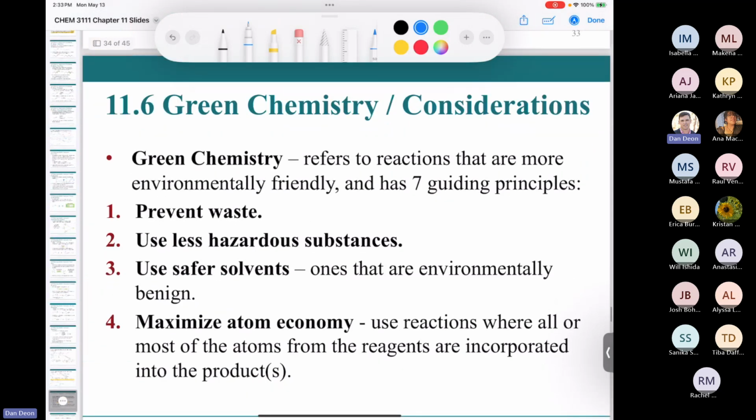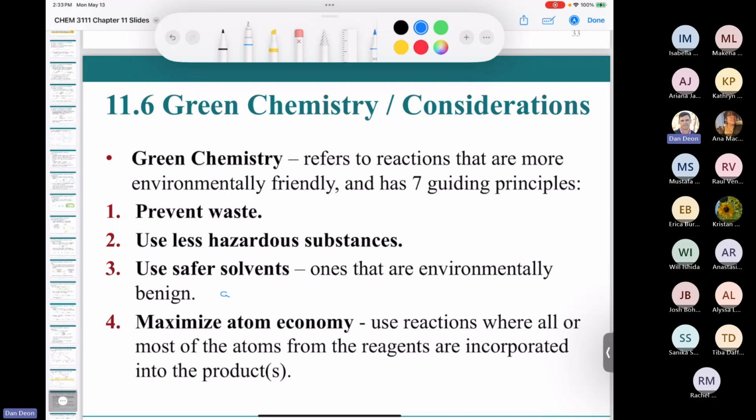And so green chemistry is just dealing with, how do we prevent waste? Being organic chemists, we're trying to find ways to maximize the use of our atoms and our reagents and minimize waste. So green chemistry has 7 guiding principles. The first one is to prevent waste. Use less hazardous substances. So trying to avoid things like osmium and mercury, iridium, dangerous elements, using safer solvents. So benign solvents, so ones that don't have chlorine in them.